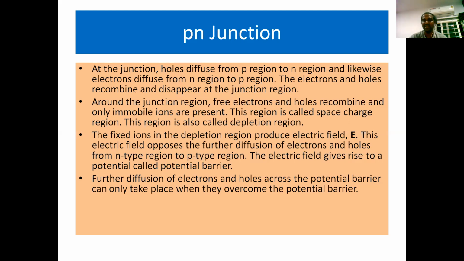Around the junction region, free electrons and holes recombine and only immobile ions are present. This region is called a space charge region and most commonly this region is called a depletion region. The fixed ions present in this depletion region produce a static electric field, which is represented with E. This static electric field opposes further diffusion of electrons and holes from n region to p region and vice versa.